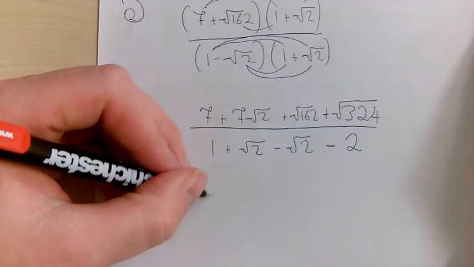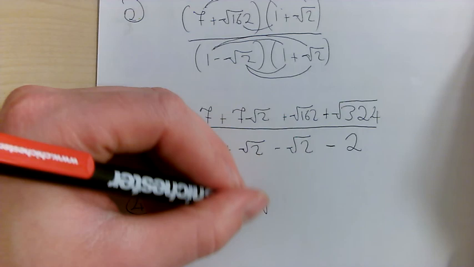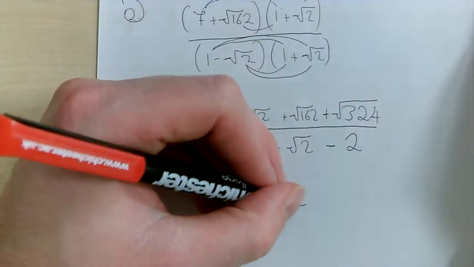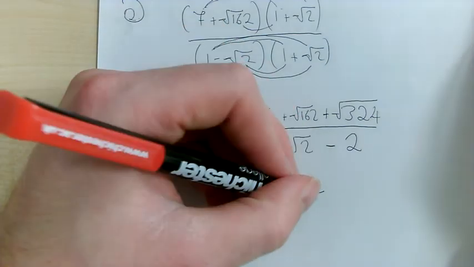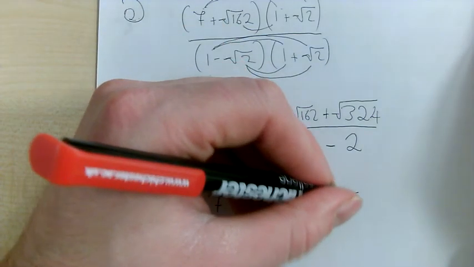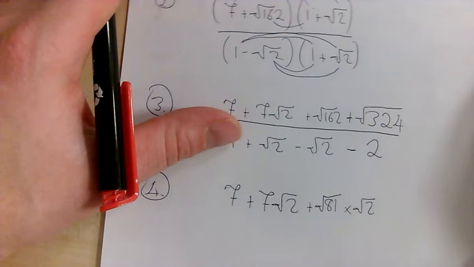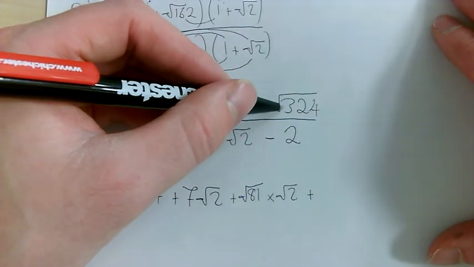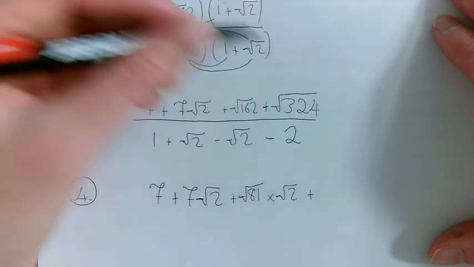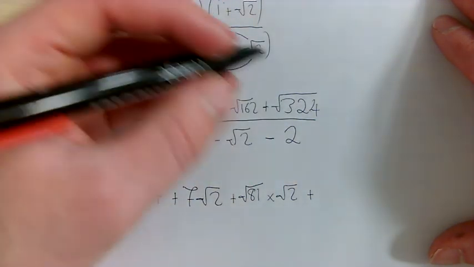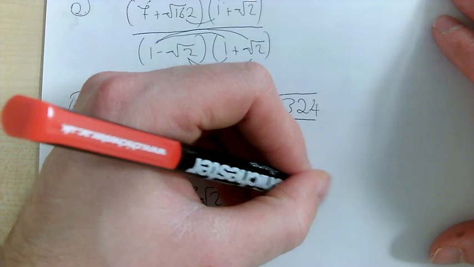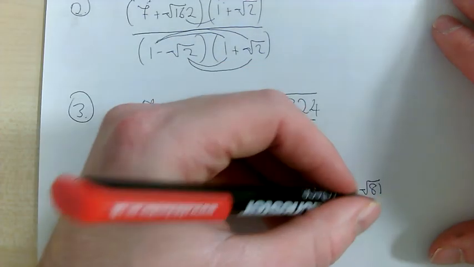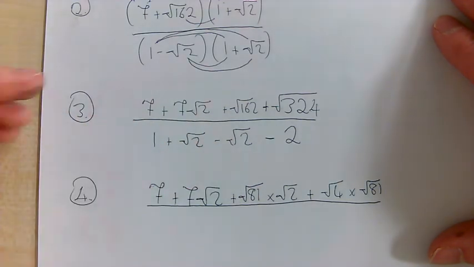So in my numerator we've got 7 plus 7 root 2. Can't simplify that any bit. The root 162 can be written as root 81 multiplied by root 2. And we need to add to that root 324, which happens to be a square number. If we simplify it, it'd be root 4 multiplied by root 81, which we'll see soon does simplify to be an integer.